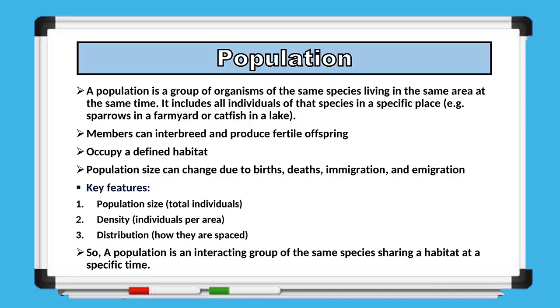When studying a population, scientists usually consider three important features. The first is population size, which refers to the total number of individuals. The second is population density, which describes how many individuals are present in a particular area. The third is distribution, which explains how the individuals are spread throughout their habitat. So, to summarize, a population is an interacting group of organisms of the same species that live together in the same habitat at the same time.